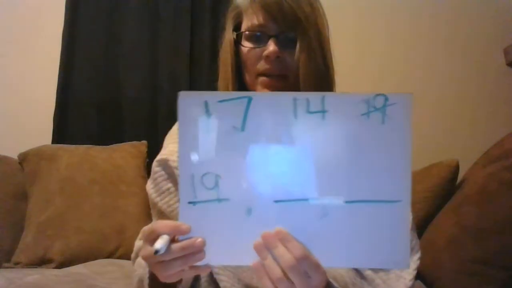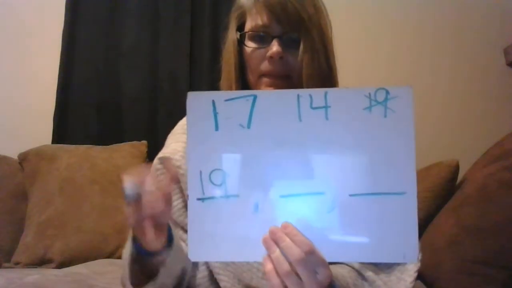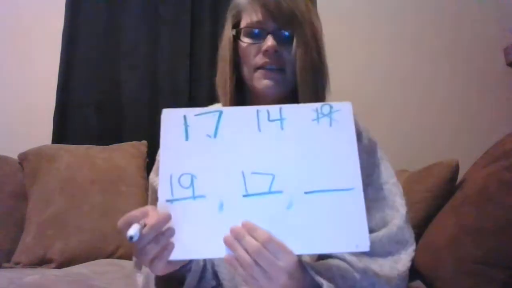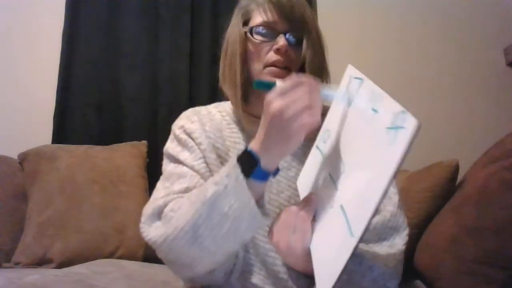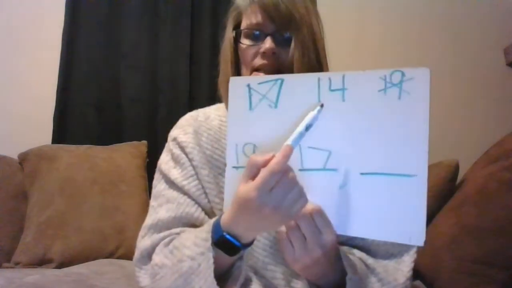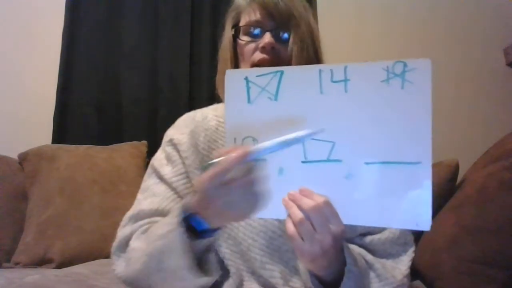Now, which number is my greatest number? Okay, so next would be 17. And then finally, I've got one number left now, which is going to be my least number if I'm putting in order from greatest to least. So my last number would be my number 14.